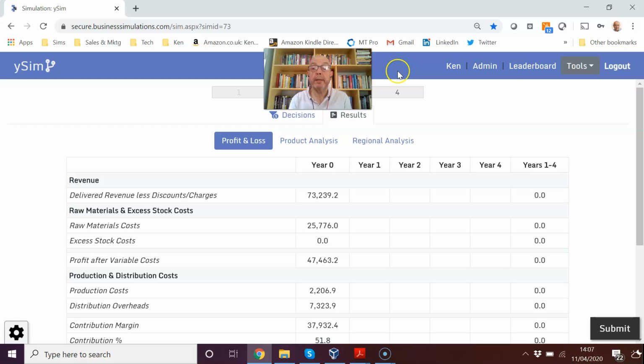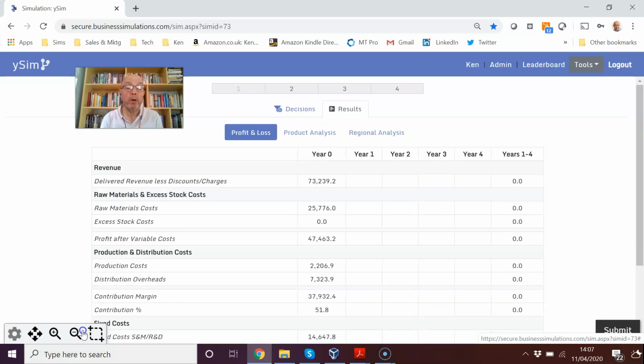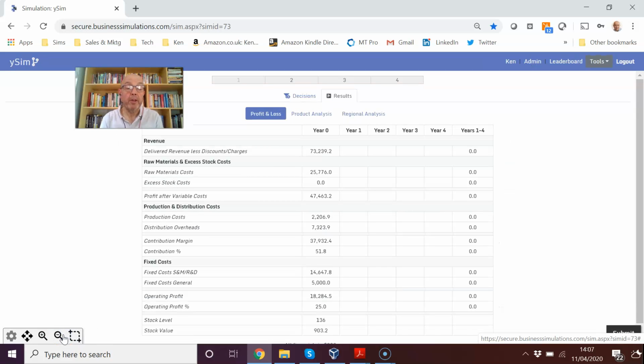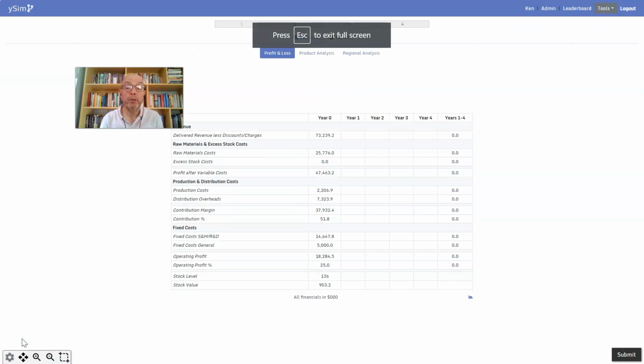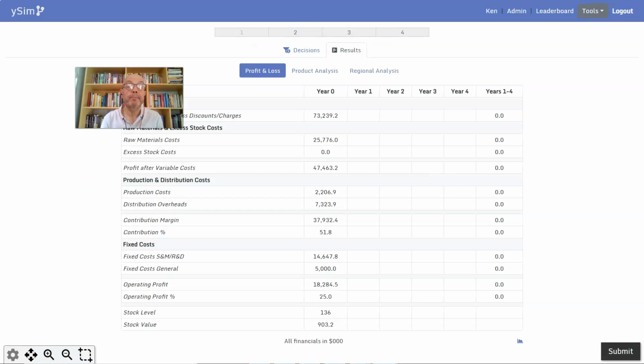So when you join YSIM, you will see that the simulation has already played 1 round, which we call year 0. So rather helpfully, you've all the data from year 0, which is what the previous management team were doing before you took on the role. So let's look at what you've got inside the sim.